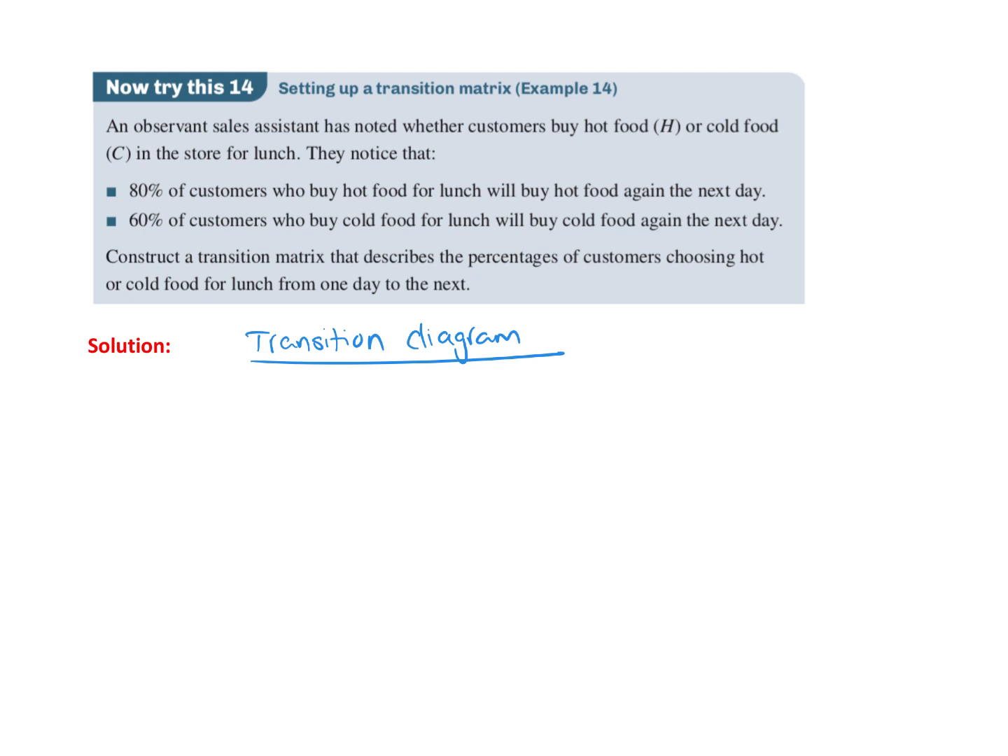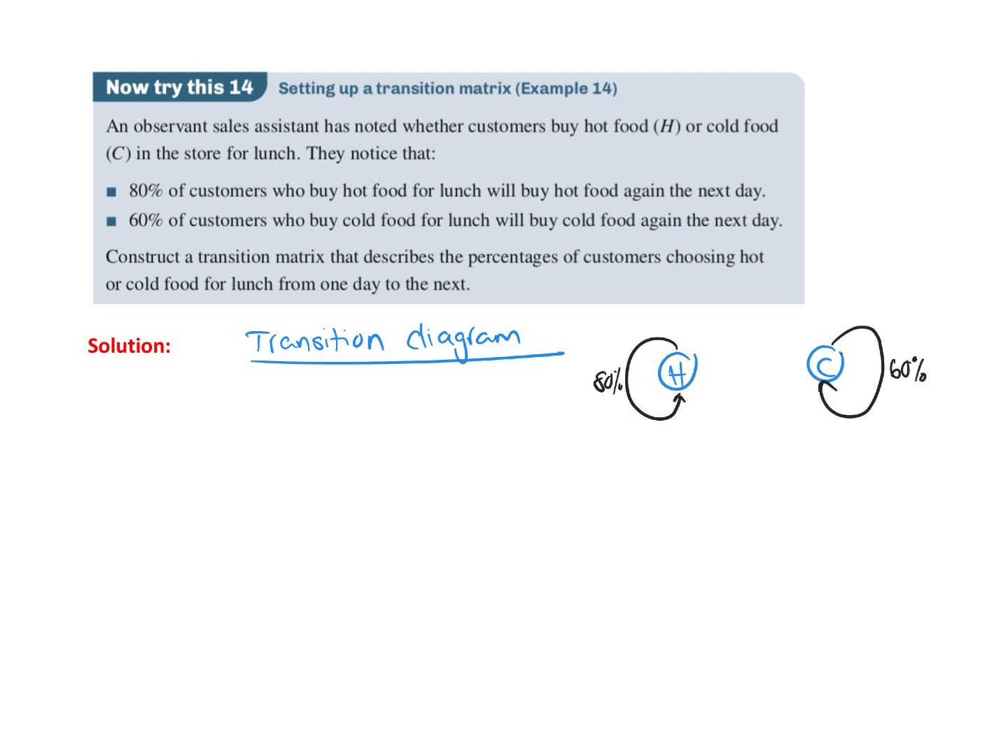Okay, so I've got hot food and I've got cold food. And they said 80% of those who buy hot food for lunch will buy hot food again. So hot food to hot food is 80%. When we do the diagrams, we like to write it as a percentage. And it says 60% who buy the cold food for lunch will buy cold again. So cold to cold is 60%.